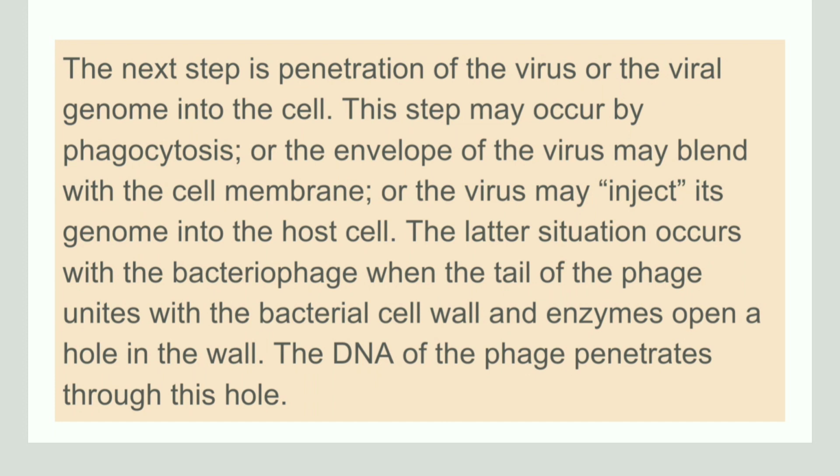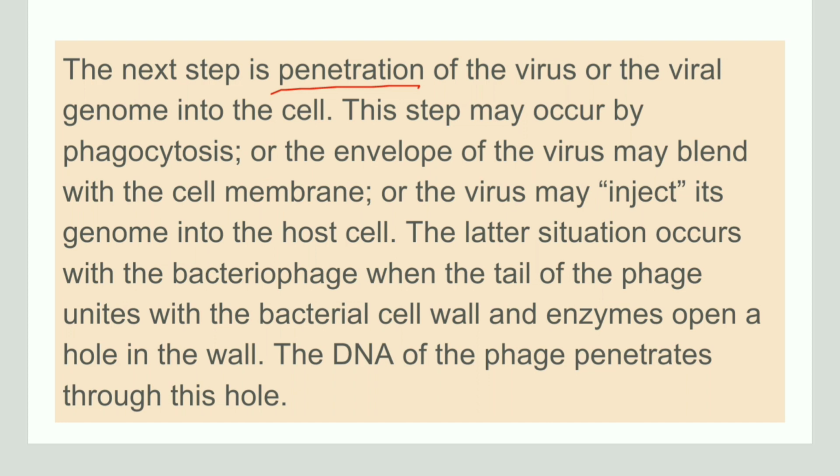The next step in viral replication is penetration. Penetration is the step in which the viral genome enters into a cell. This may occur in any of three ways. First is phagocytosis, and second is a method in which the envelope of the virus blends with the cell membrane. The third method is that the virus may inject its genome into a host cell. The last method, a virus injecting its genome into a host, is seen in bacteriophages.